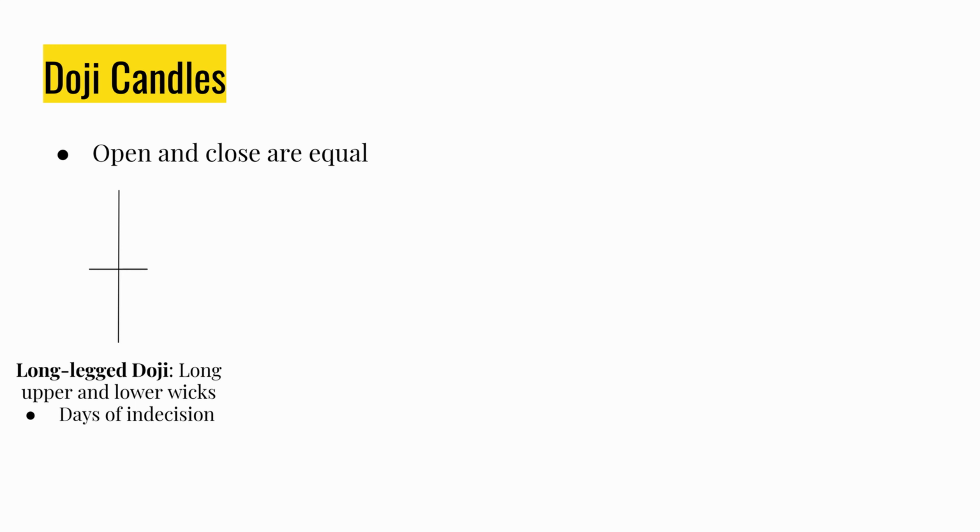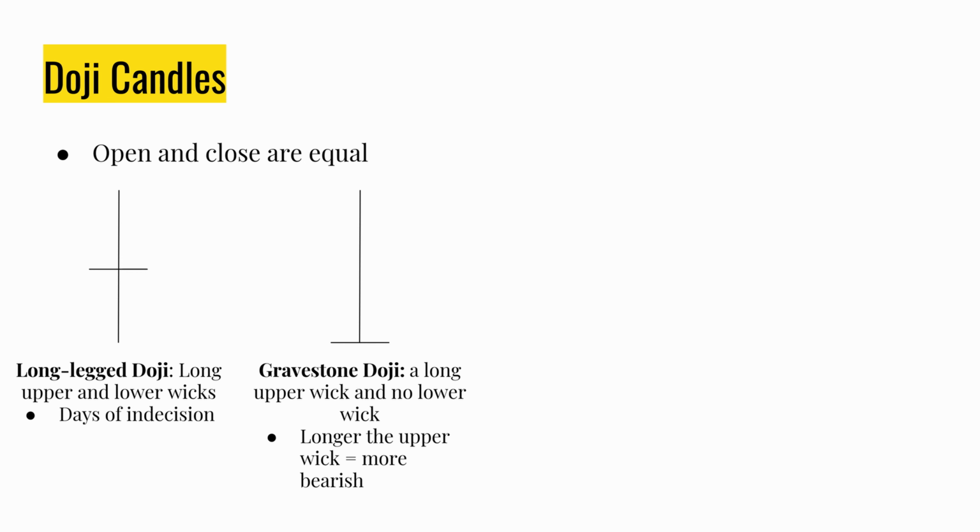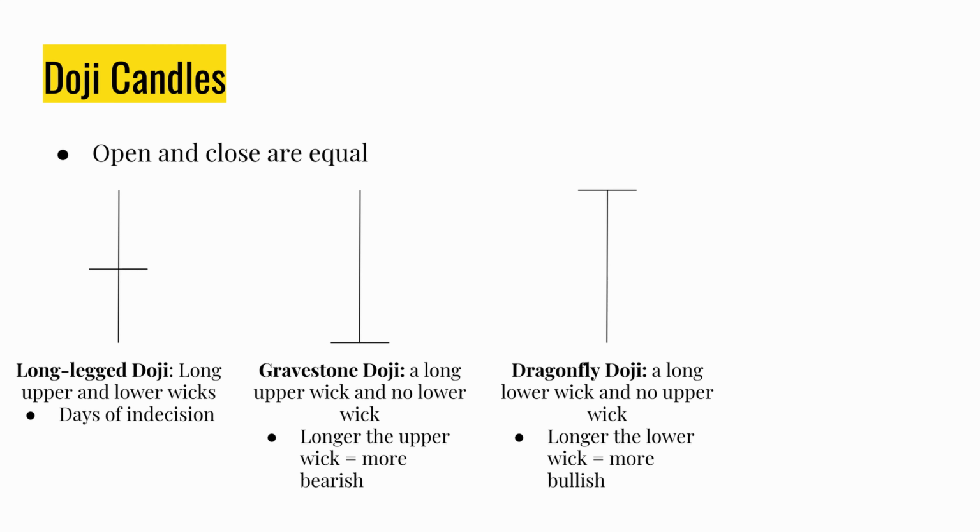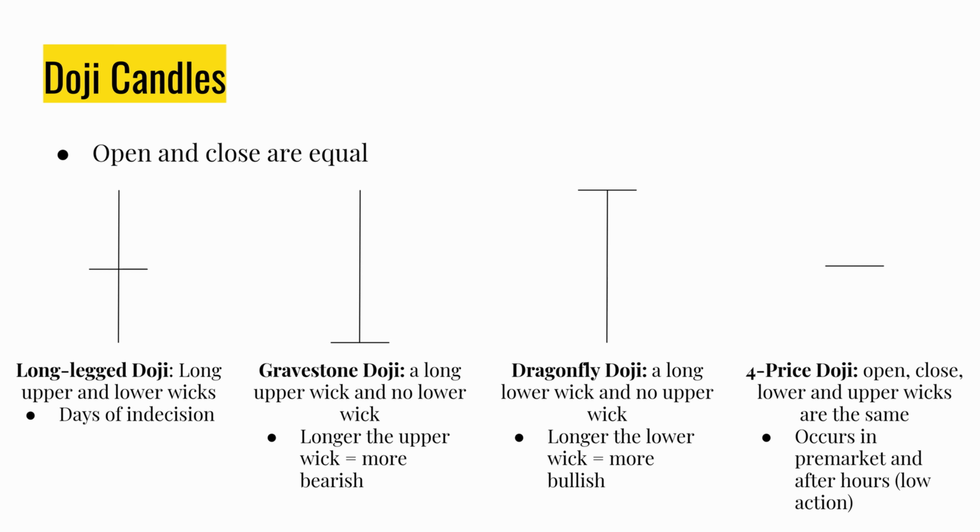The second type of Doji candlestick is called a gravestone Doji. This Doji has a long upper wick and no lower wick. The longer the upper wick, the more bearish it is. The third type of Doji candlestick is called a dragonfly Doji. The dragonfly Doji is the opposite of the gravestone Doji as it has a longer lower wick but no upper wick. The longer the lower wick, the more bullish it is. The final type of Doji candlestick is called a 4-price Doji. This Doji represents a candlestick that has the same price for the open, close, lower and upper wicks.